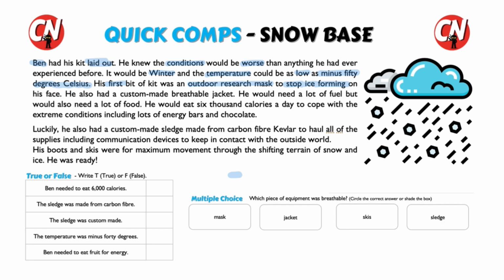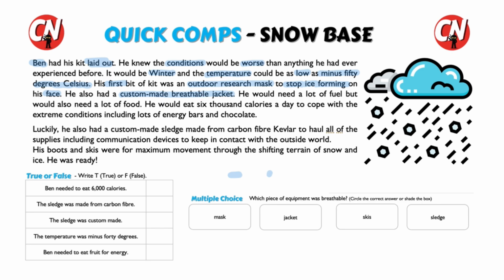What is important is a custom-made breathable jacket. Again, I've said before, we don't want to highlight more than 1 or 2 words, but this is a phrase, a custom-made breathable jacket. Okay? The adjectives that are describing the jacket. All right.